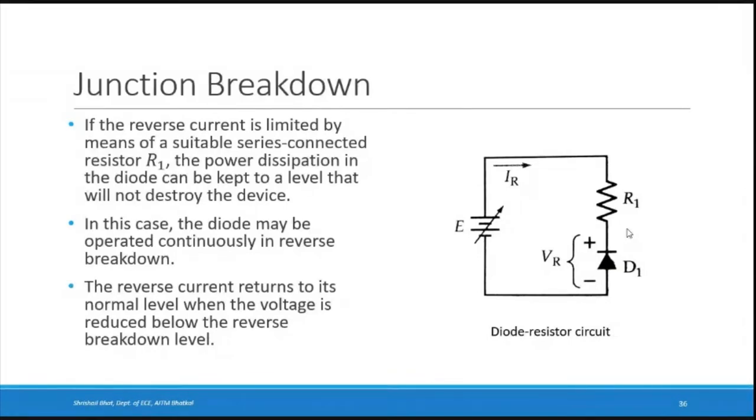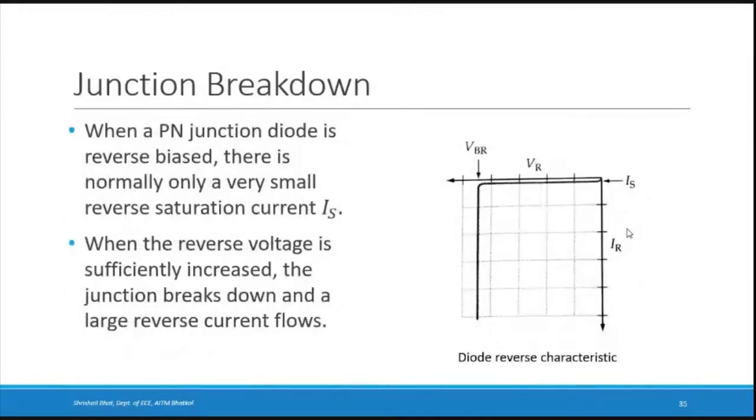In this case, the diode may be operated continuously in the reverse breakdown, that is, in this particular region, without causing damage. If the power does not exceed the maximum power rating, then you can keep operating the diode in its reverse breakdown region. By using a resistance in series with the diode, that resistance will limit the current, thereby limiting the power dissipation.